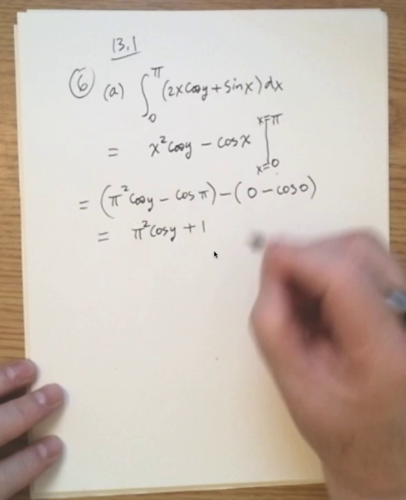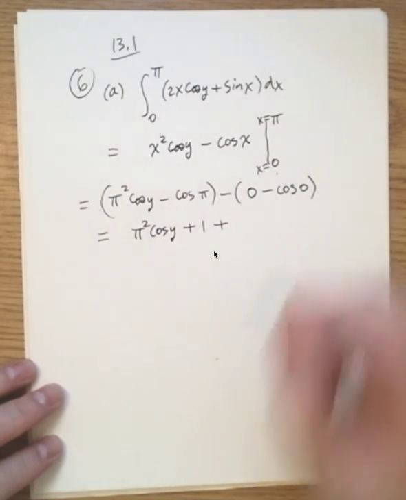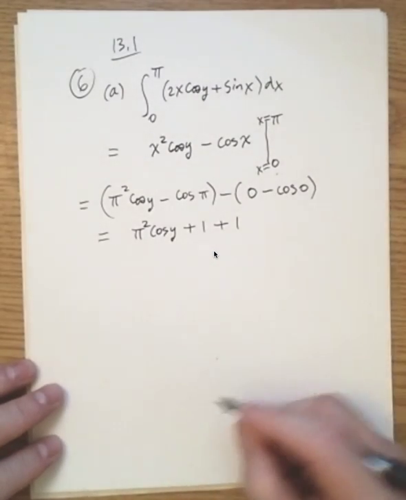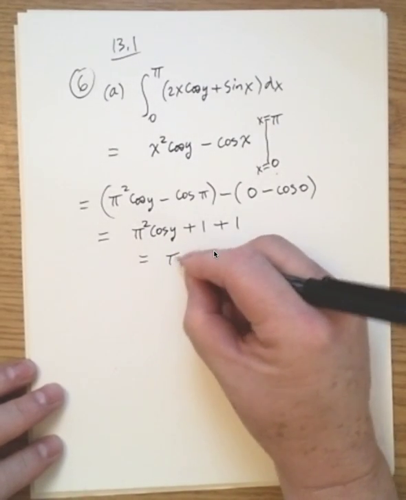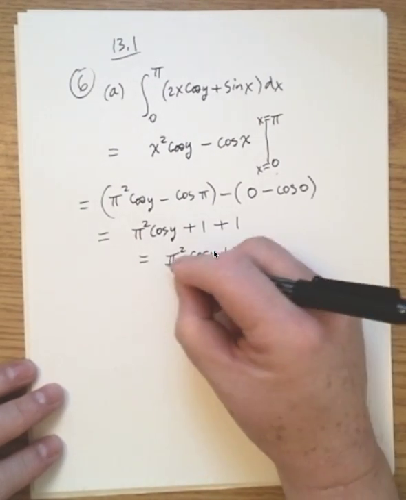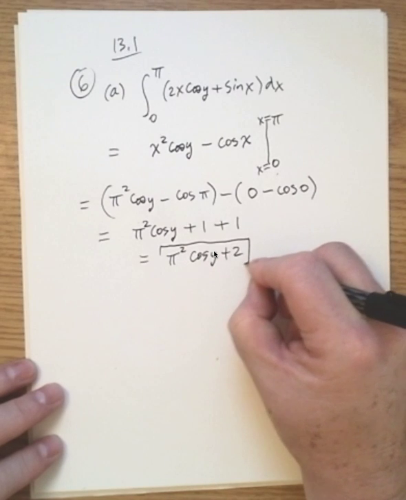I have a double negative here, so that gives a plus again. The cosine of 0 is 1. So we've actually got pi squared cosine y plus 2. Box in your final answer.